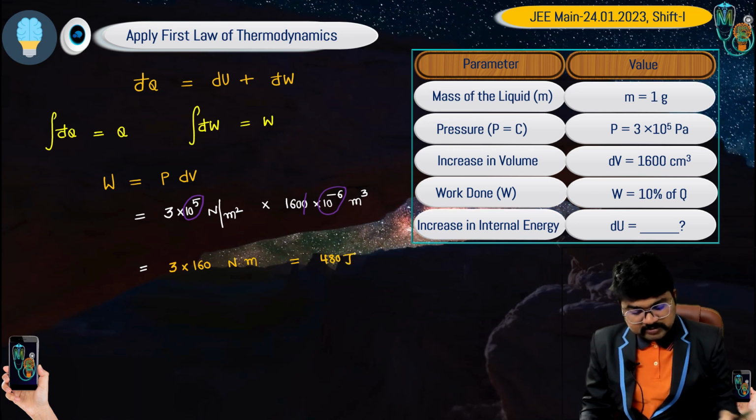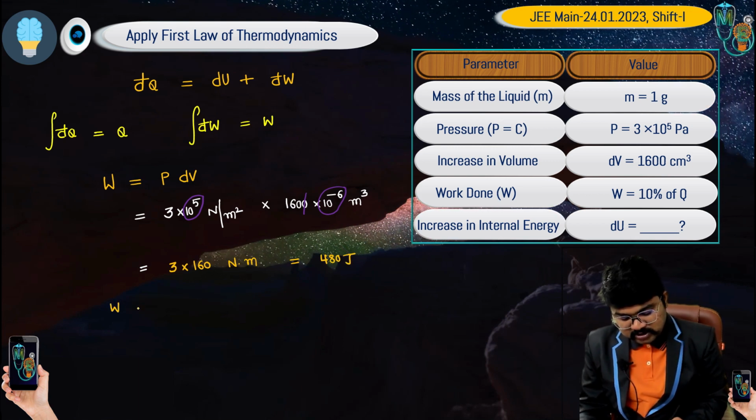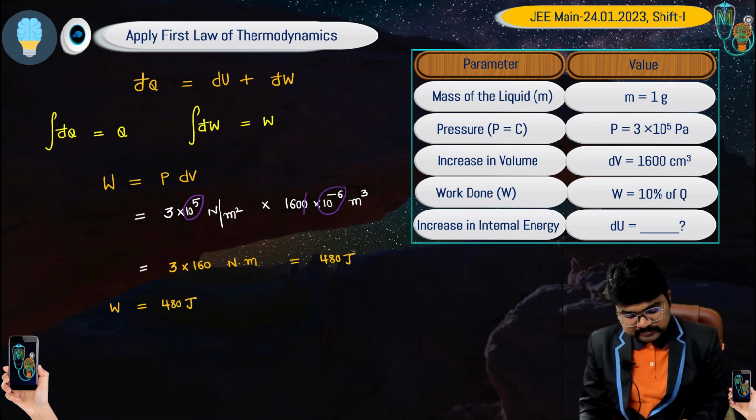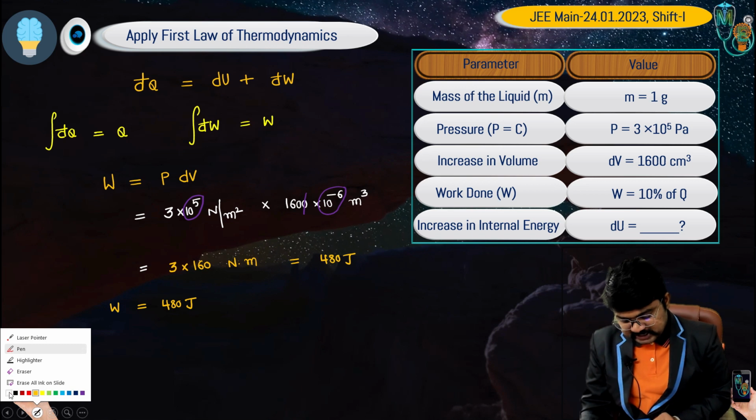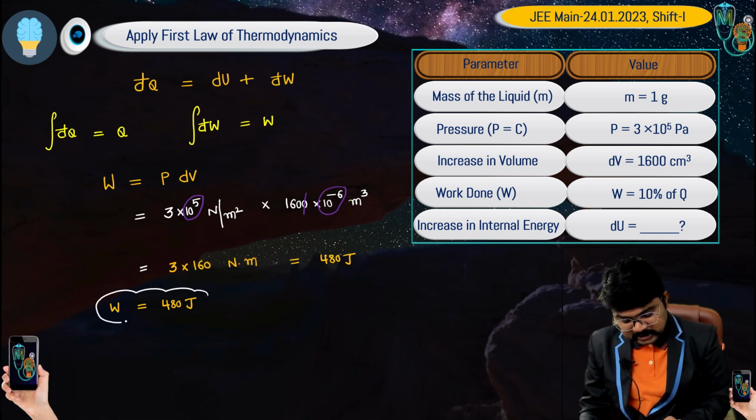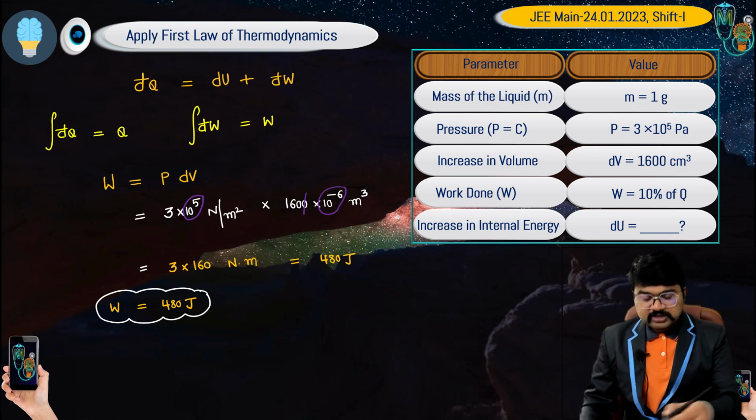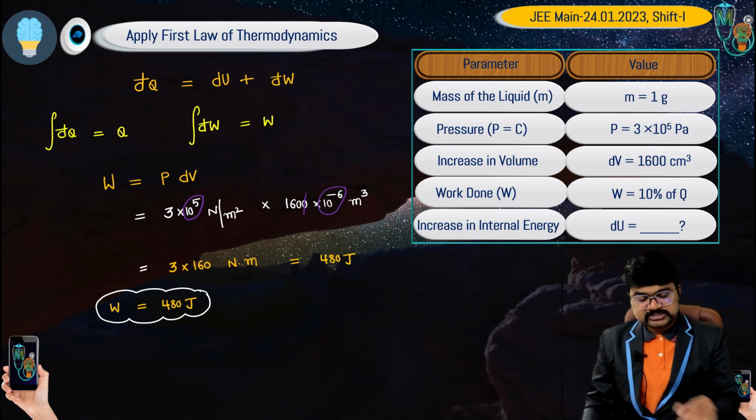W equal to 480 joules you will be getting. W equal to 480 joule. Now I want to apply the first law of thermodynamics. If you integrate it, this is the thing.